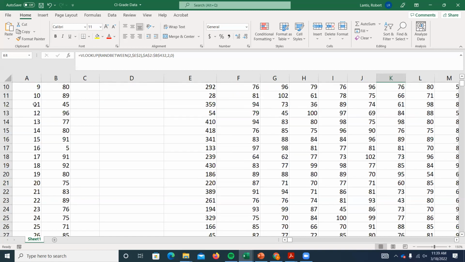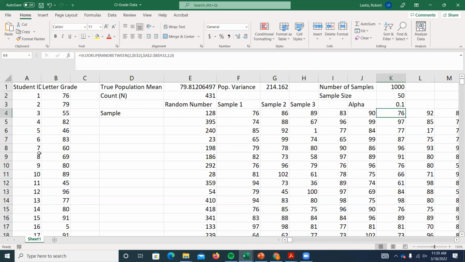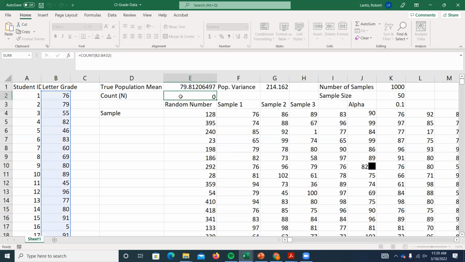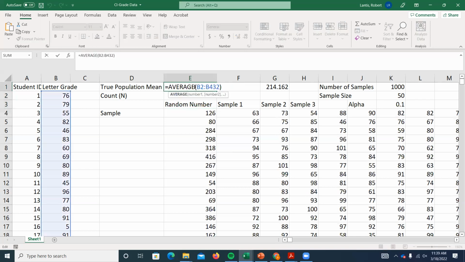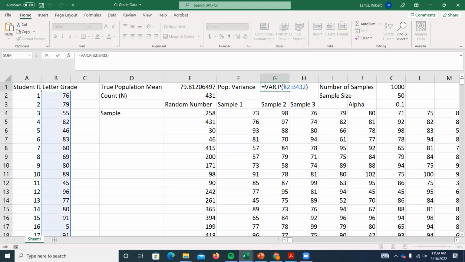Here I've got every different student I've had in business stats, I think except for the fall. I had their letter grade. I took their names off of it and just gave them a number. It wasn't really their student ID number, I just numbered them 1, 2, 3, 4, 5, all the way to the last student. So I have 431 students, using that count function. I found the population mean, and I could find my population variance.